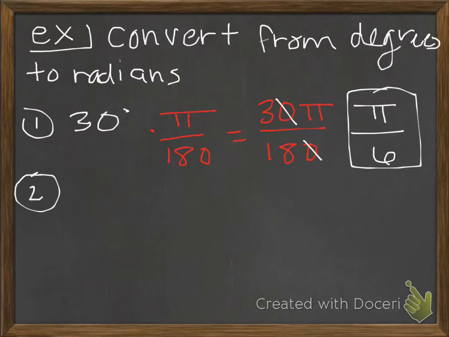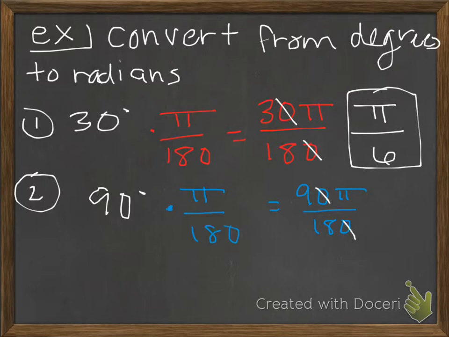Example 2. 90 degrees. So again, we're going to multiply by pi over 180. So I'm at 90 pi over 180 degrees. Simplest thing to do when you have 2 zeros is cross those zeros out. So I know those zeros are gone. And now I'm at 9 over 18. 9 over 18 reduces to be 1/2. So this is pi over 2.